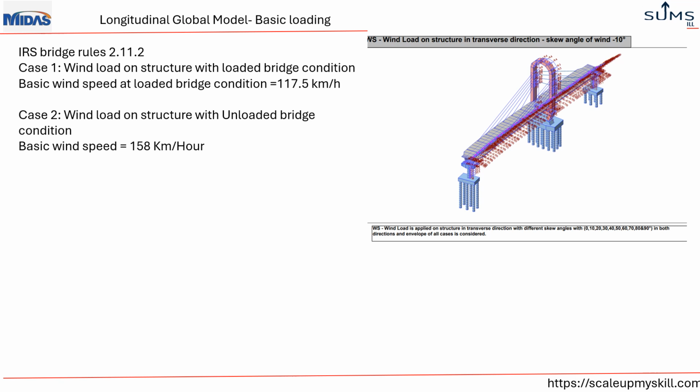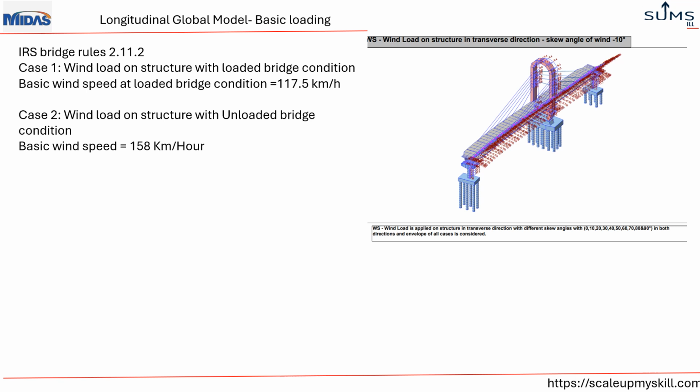Wind load is calculated for two basic conditions: the wind load on structure on loaded bridge condition, where the wind speed considered is 117.5 km per hour, and for unloaded bridge condition, the wind speed considered is 158 km per hour.